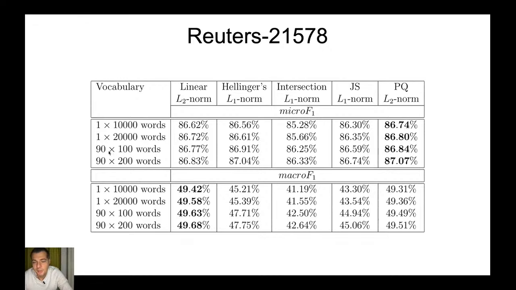The same applies to the Reuters corpus. Here we have 90 categories. In the approach where we have a single vocabulary from the entire collection, we use 10,000 or 20,000 words in the vocabulary. This is the number of clusters in k-means. When we use individual vocabularies for each category, we have 90 categories, so we reduced the number of k-means clusters to 100 and 200 respectively. This gives us a dimension of 9,000, which is roughly equivalent with this one, and here we have a dimension of 18,000.